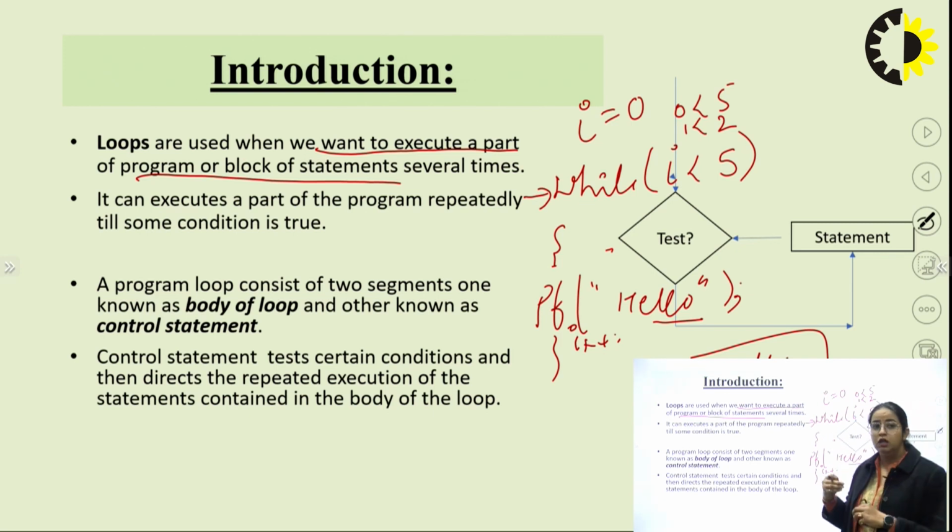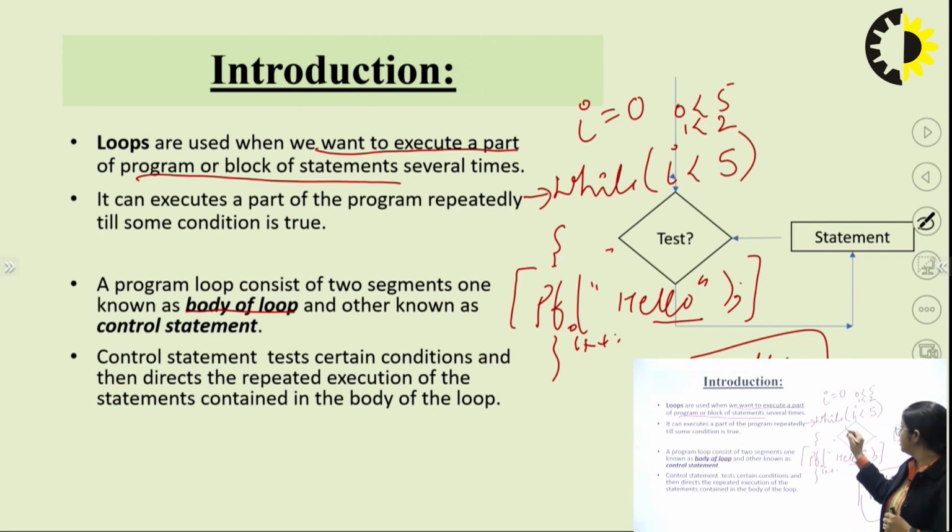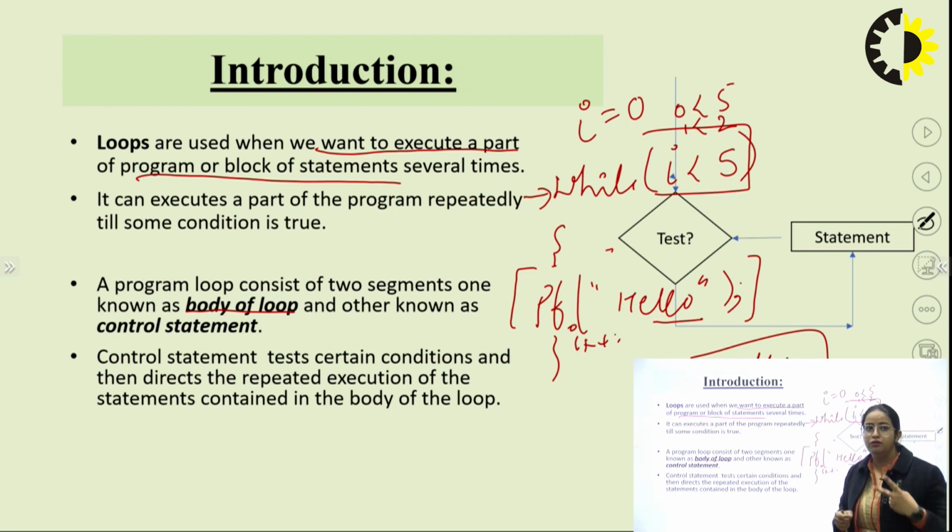Now in loops we have two segments. One is the body of the loop and the second is the control statement. You can see this is the body of the loop, and the second one is the control statement. That means our loop basically consists of two segments. What does the control statement do? The control statement tests the condition of the repeated execution, that is, how many times it is going to be executed. And what is going to be executed? The body of the loop. So both are interrelated to each other.